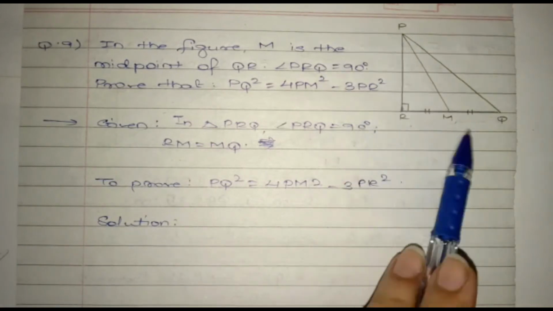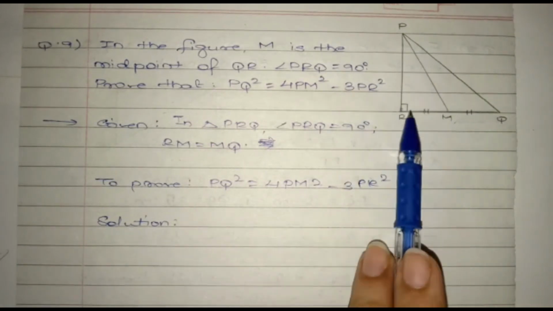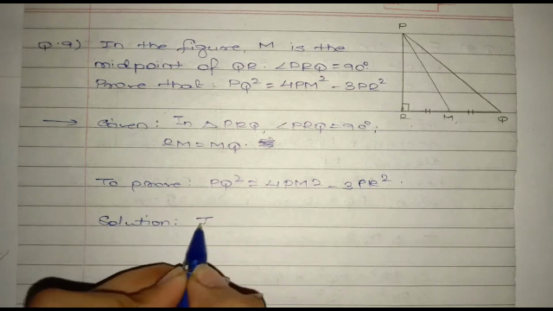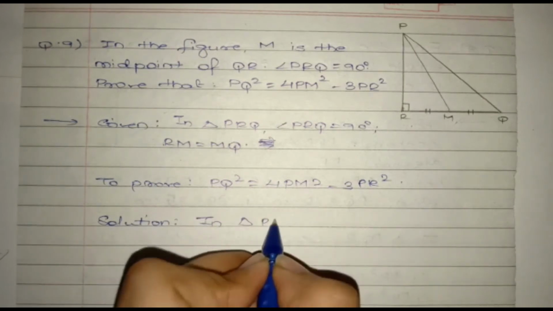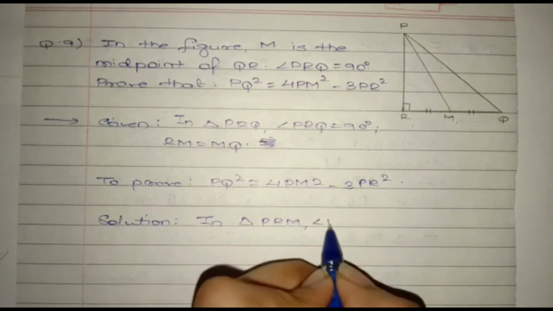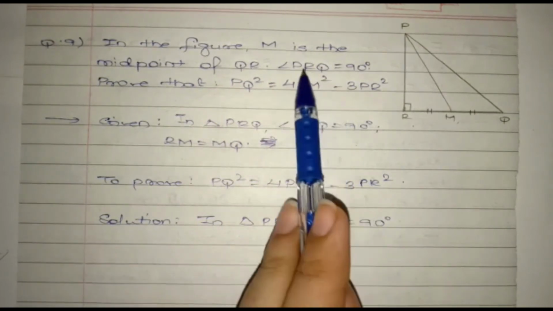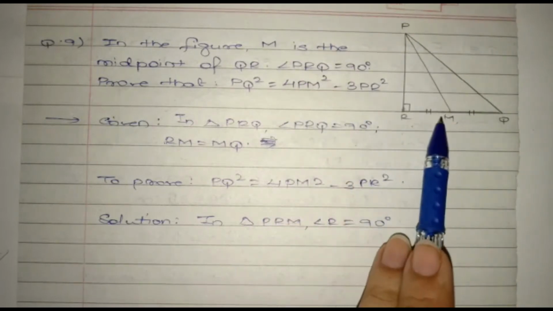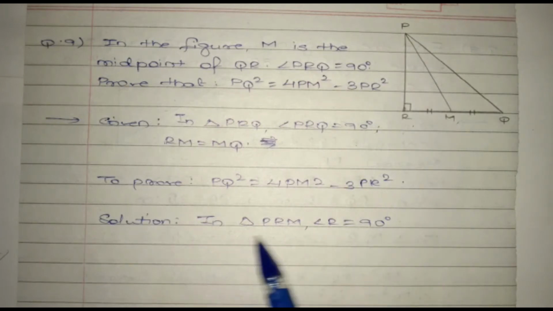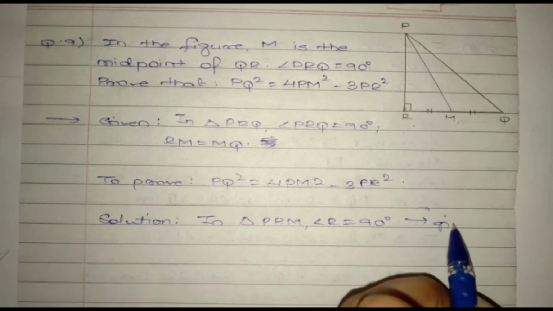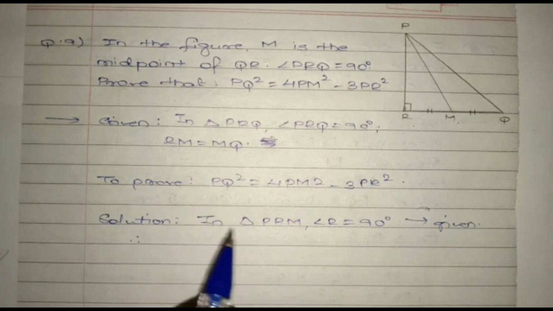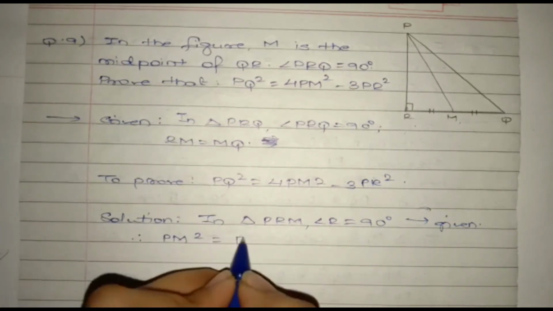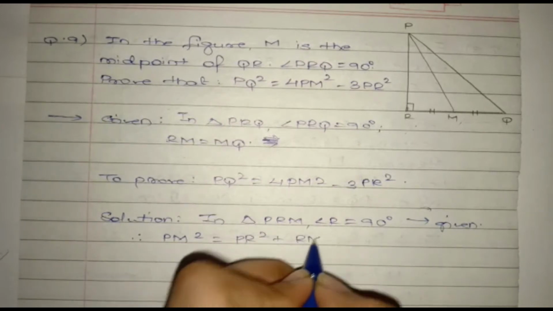Now solution. First we'll consider right angle triangle PRM, use Pythagoras theorem and write the terms. Then we'll consider triangle PRQ. In triangle PRM, angle R is equal to 90 degree. They have already given angle PRQ is 90, hence angle PRM is also 90. Therefore we'll use Pythagoras theorem. We'll get PM square is equal to PR square plus RM square.